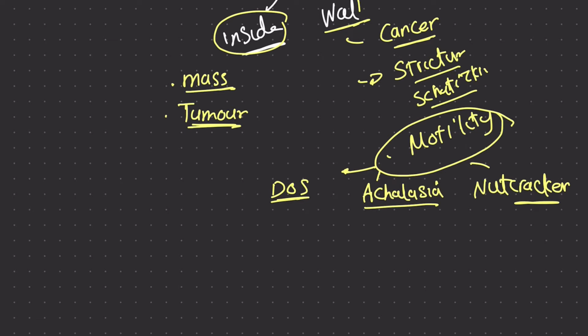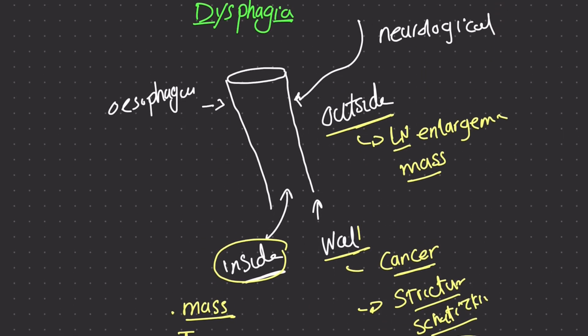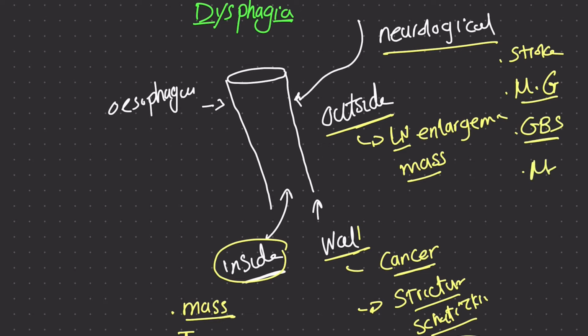This is from inside. Neurological causes include patients presenting with a stroke, patients having myasthenia gravis, or even Guillain-Barré syndrome at a later stage, or a patient on certain medication that increases the risk of dysphagia. So in achalasia, this is what I want to point out here.